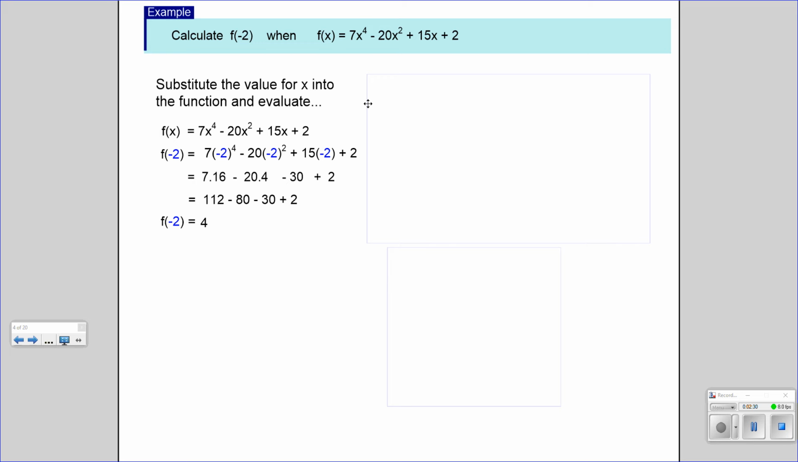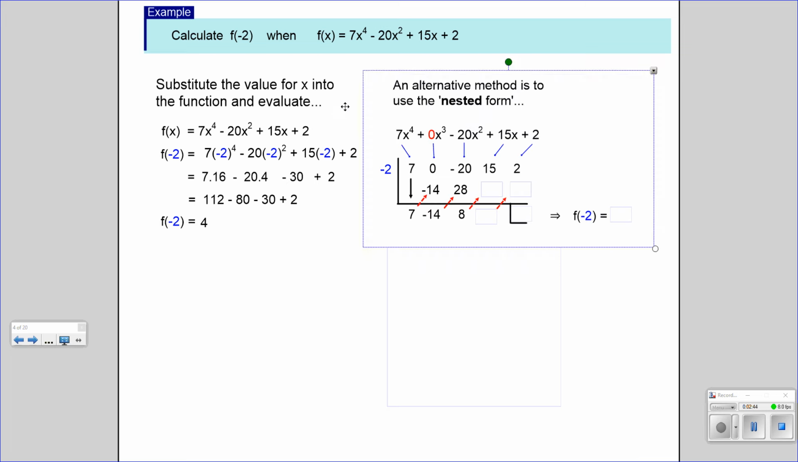However, at higher maths, some of the polynomials and functions that we'll be trying to evaluate are quite a bit more complicated than this, and they can involve fractions, etc. And we've got an alternative method which I'm going to look at just now. The alternative method is to use what's called the nested form. So this is it set up here, and it's probably started us halfway through this example. It possibly looks a little bit daunting to you just initially. However, we'll go through it step by step, and hopefully you'll see that it's fairly straightforward.